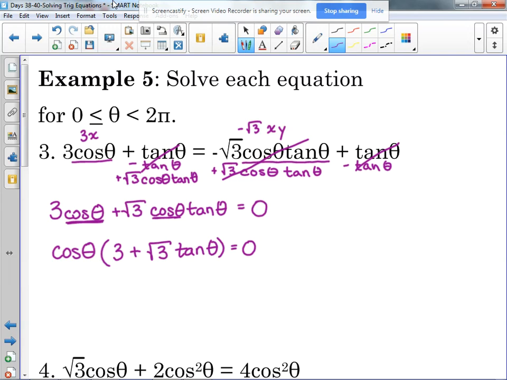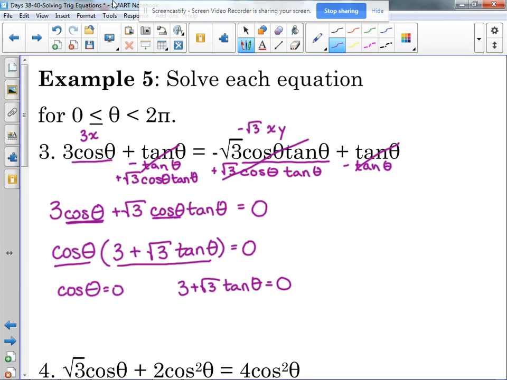Okay, so go back to polynomials. When you factor and something's equal to 0, then we set each term of our factoring equal to 0 and we solve them individually. So we take the cosine of theta, set it equal to 0. We take that 3 plus the square root of 3 tangent of theta and set that equal to 0. Now, we've got a single trig function in this equation. The problem has been taken care of.